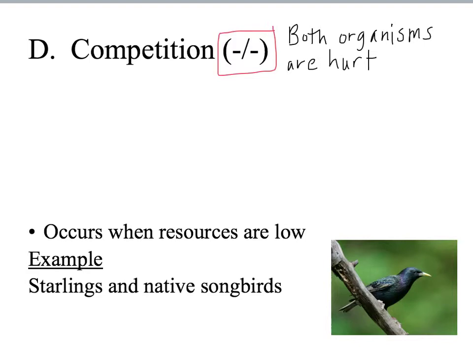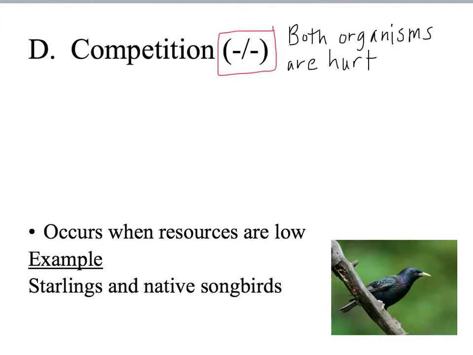Now, this tends to be the most confusing one for students because people think of competition as having a winner and a loser. Like if you play a football game, you have a competition, one team wins and one team loses. But in nature, in competition, there is no winner and loser. Both organisms technically are hurt by being in the competition. So let me give you a better example of this.